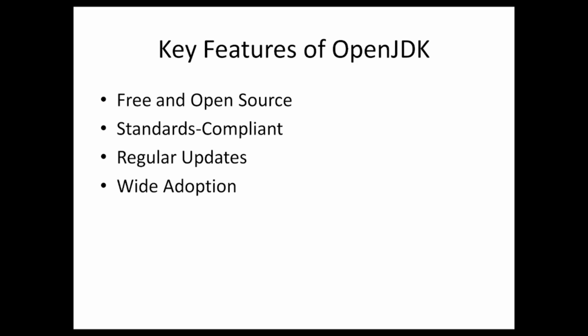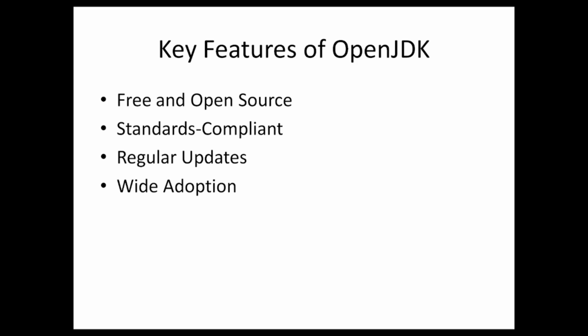It follows the Java Standard Edition specification set by the Java Community Process, which we also call JCP, ensuring compatibility with the broader Java ecosystem. The third point is regular updates. It receives security updates, bug fixes, and performance improvements on a regular schedule. And the fourth point is wide adoption. OpenJDK is widely supported by most modern Java frameworks, tools, and applications.